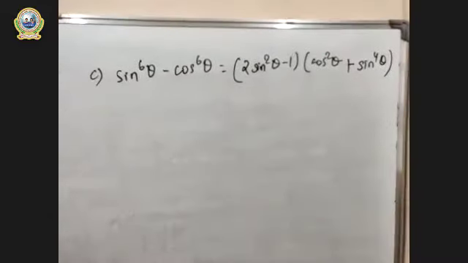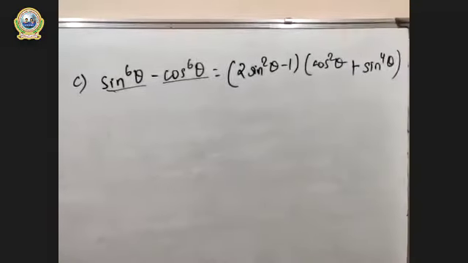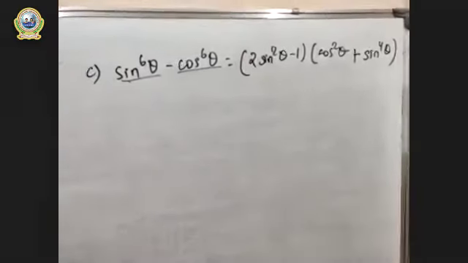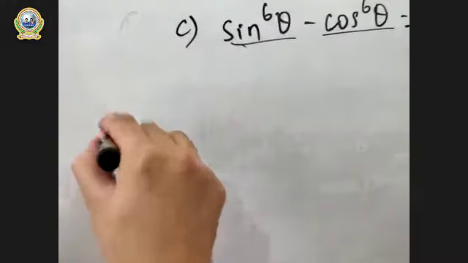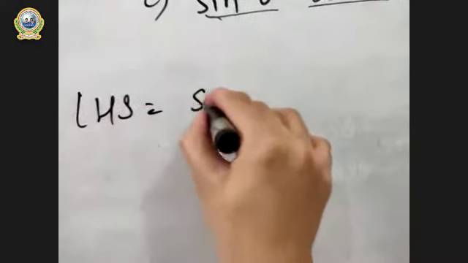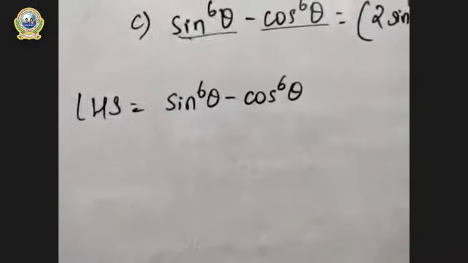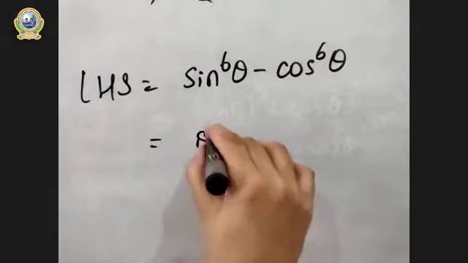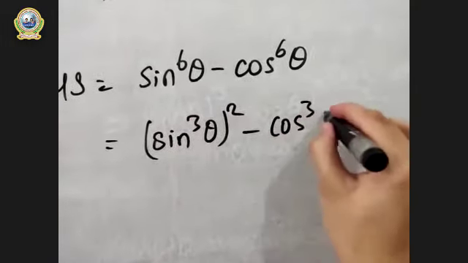And I think it is better to start from the left part. Why the left part? Because it is in the form of A6 minus B6. I think we had done it during the factorization process, right? So be careful. Let us solve from the left part. Write LHS first. LHS says sine 6 theta minus cos 6 theta. Are you clear? And we had already done this in our factorization part. Now this can be written as sine cube whole square, right? Minus cos cube whole square. Is it clear?